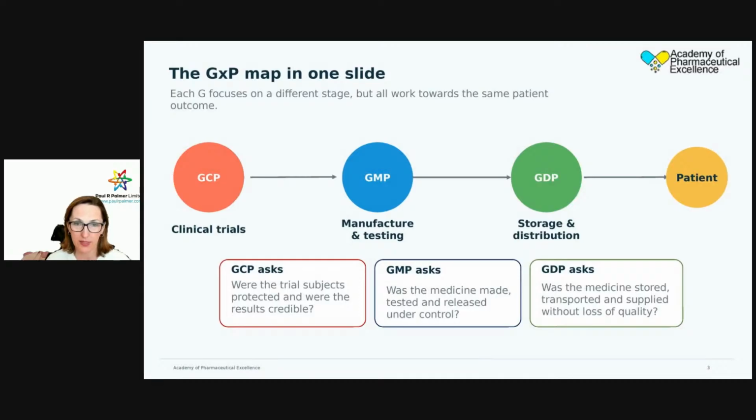Of course, in real life, these areas are not completely separate. You can have investigational medicinal products, for example, that sit right across all three because they are used in clinical trials under the GCP, but they are manufactured under GMP and moved through a controlled supply chain under your GDP principles. And that is why understanding the handovers between the three areas is very important.